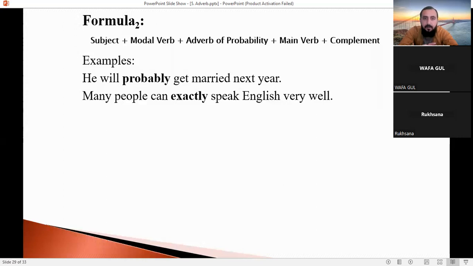Many people can exactly speak English very well. Fine. So with modal auxiliaries, or simply I would say the auxiliary verbs, you can use these adverbs of certainty or adverbs of probability. You can use them either in the middle or at the beginning. Okay, sir.